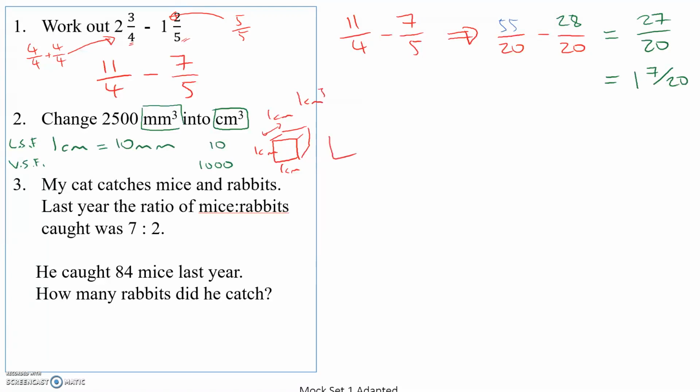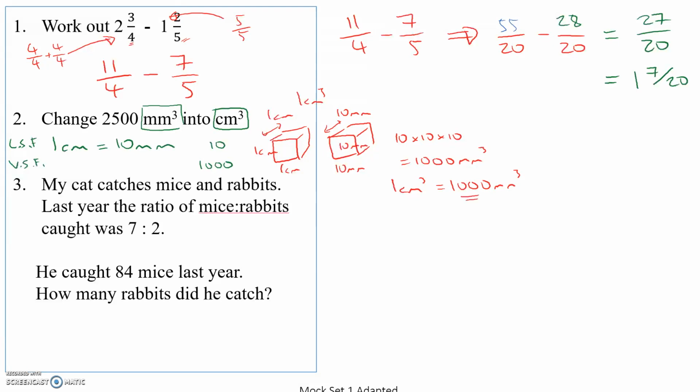Now we'll think of the same cube, and we'll label it up in millimeters. So we've now got 10 millimeters, because that's a centimeter. We've got 10 millimeters, because that's a centimeter. And in that direction, we've got 10 millimeters, because that's a centimeter. So they're both 1 cubic centimeter, but how many cubic millimeters is this one? Well, we have to do 10 times 10 times 10, which gives us 1,000 cubic millimeters. So we're saying that in 1 cubic centimeter, there are 1,000 cubic millimeters. So again, our volume scale factor is 1,000.